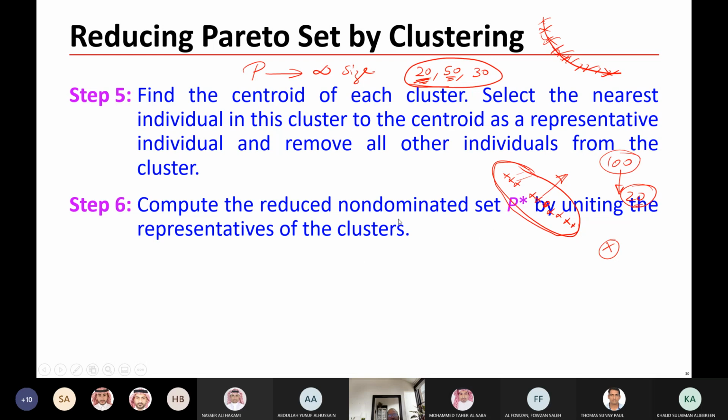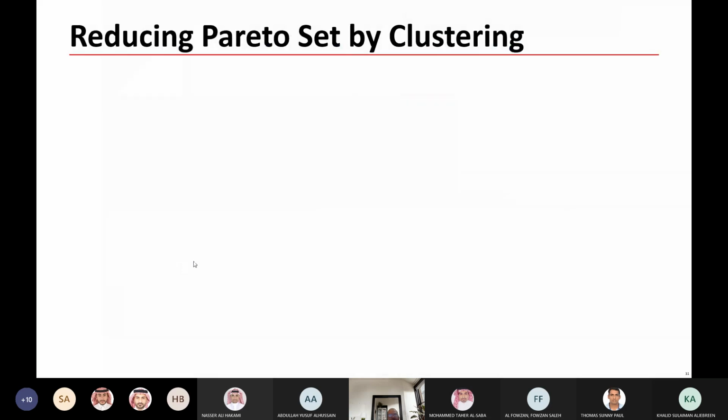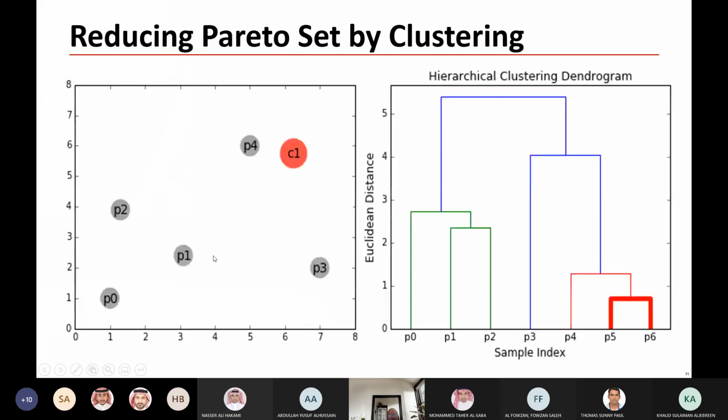Okay, so you compute the reduced non-dominated set. You take the centroid and you get the nearest to the centroid and you eliminate the others and you end up with the maximum size that you need.